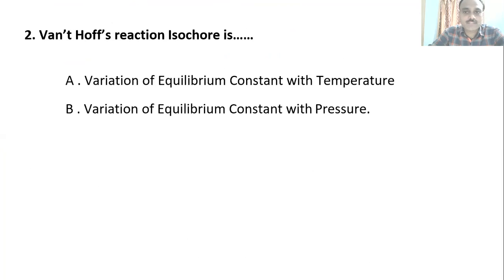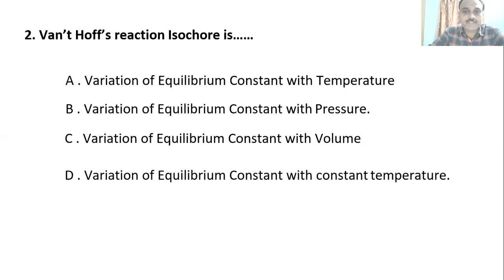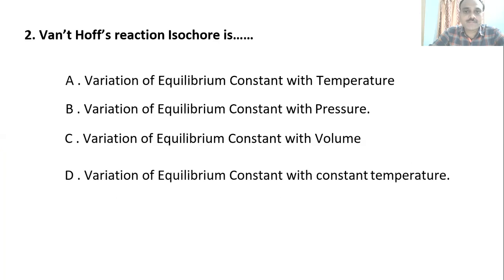And second question, the Van't Hoff reaction isochore is the variation of equilibrium constant with pressure, variation of equilibrium constant with volume, or variation of equilibrium constant with temperature. Now we have to find the answer. This is the variation of equilibrium constant with temperature at constant volume.